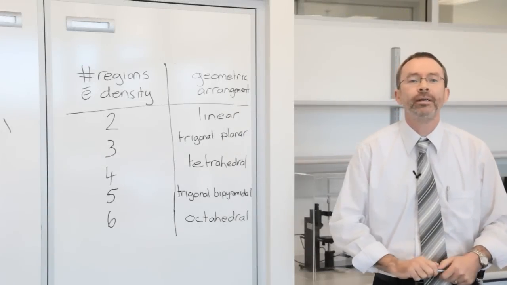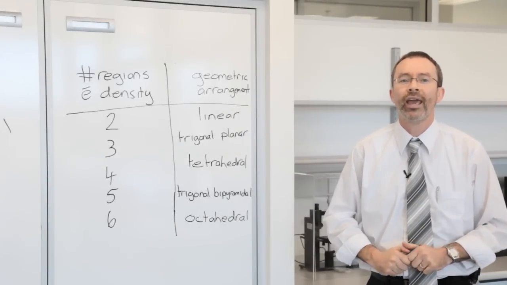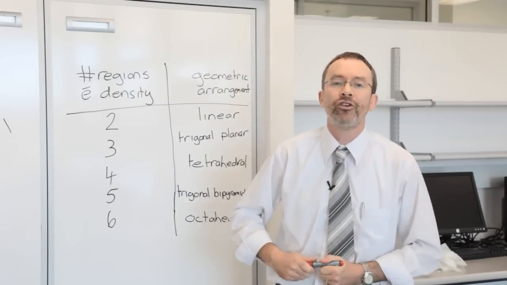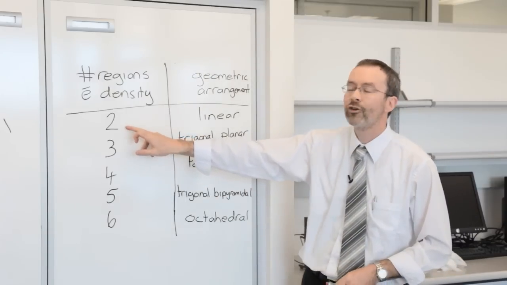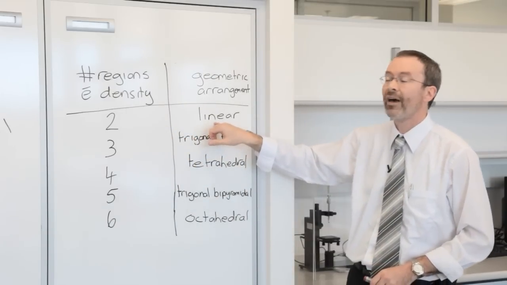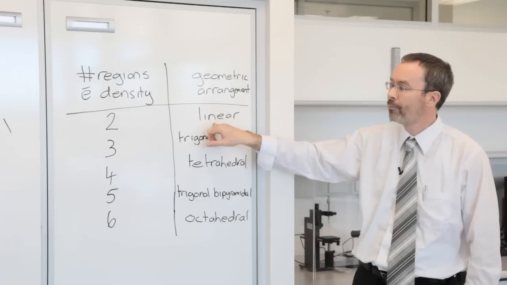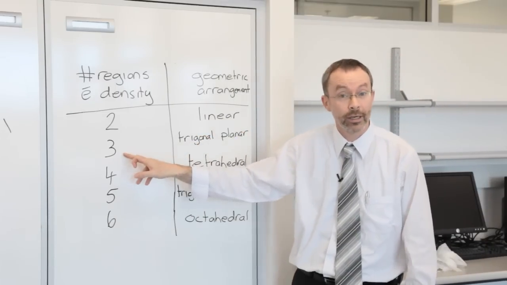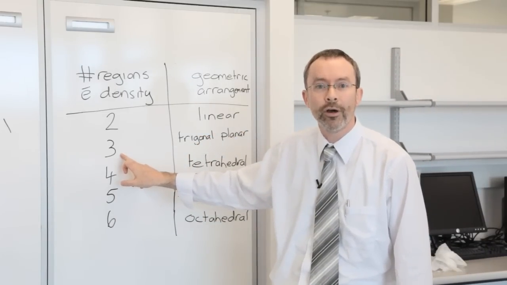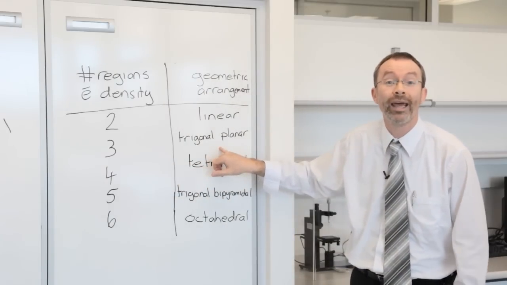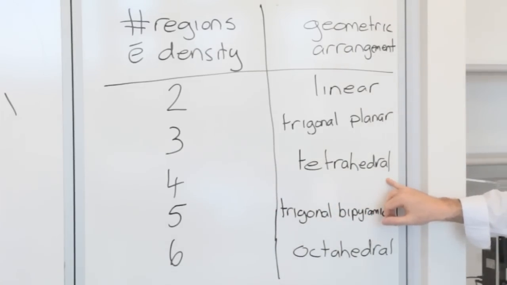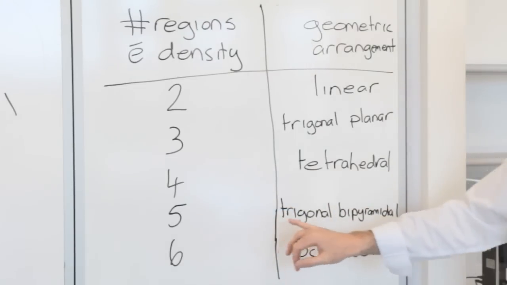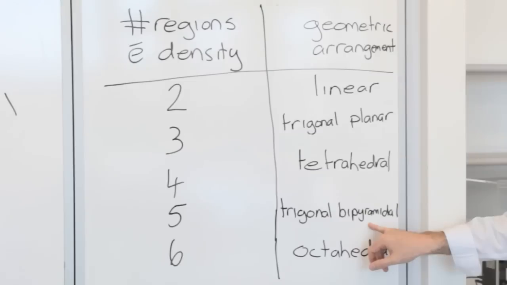And now we can look at a simple table of information to work out what will be the overall geometric arrangement of electron density in 3 dimensions around the central atom. If we had 2 regions of electron density, we would have a linear arrangement of electrons. 3 regions of electron density, which is what we have for our sulfur dioxide molecule, we have a trigonal planar arrangement. 4 regions of electron density, and we would say that the arrangement of electrons around the central atom is tetrahedral. If we have 5 regions, we have a funny word here, trigonal bipyramidal.